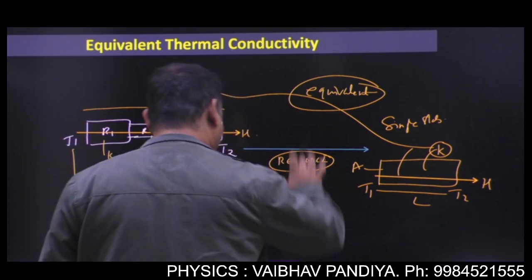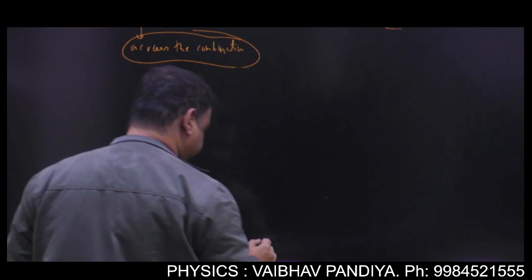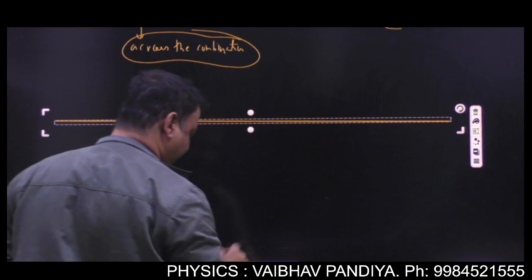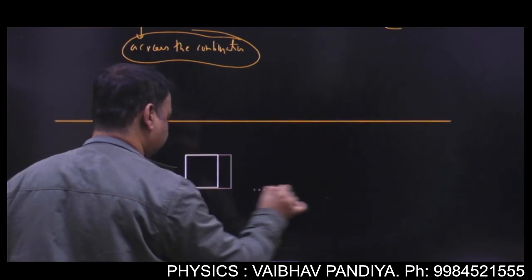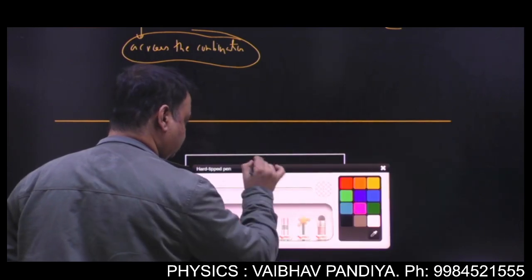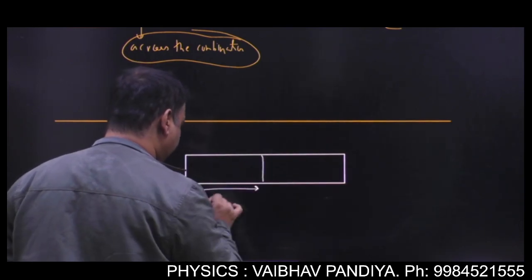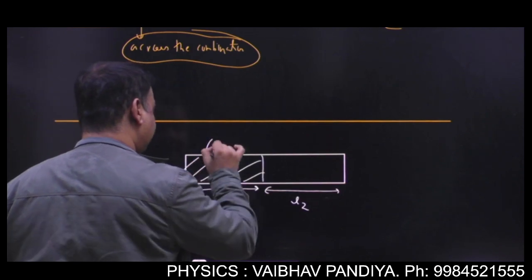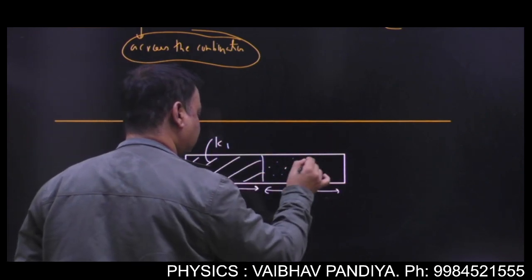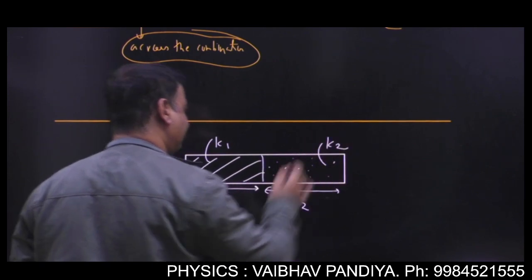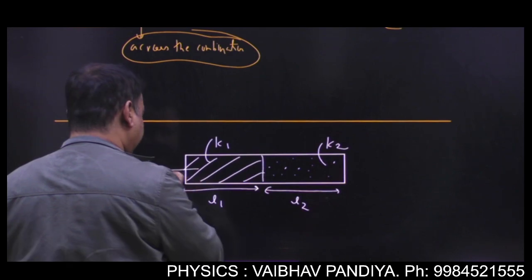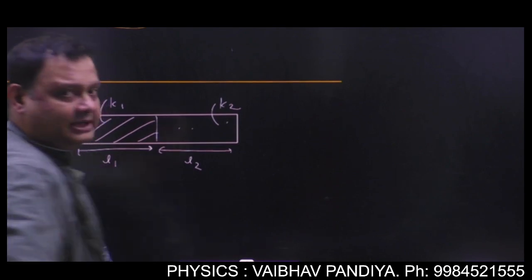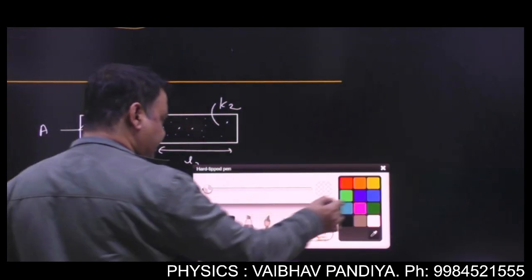Now let's see how we apply it in the problem. Suppose we have two slabs. One of length L1, one of length L2. It has a conductivity K1, it has a conductivity K2, and the area is A, and we have to find the equivalent thermal conductivity. Got it? We have to find what? Equivalent thermal conductivity.